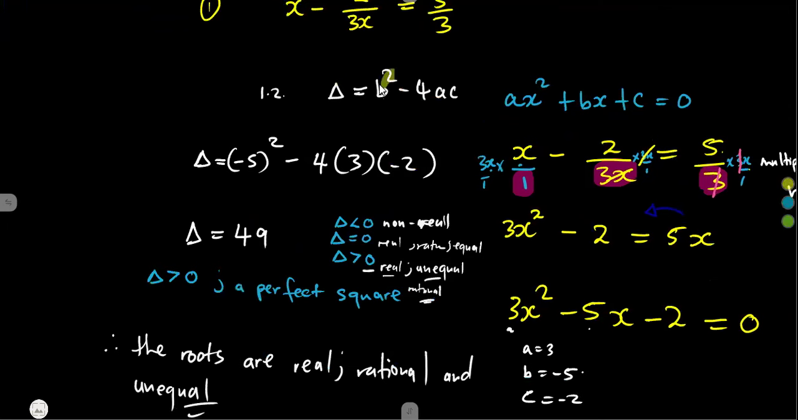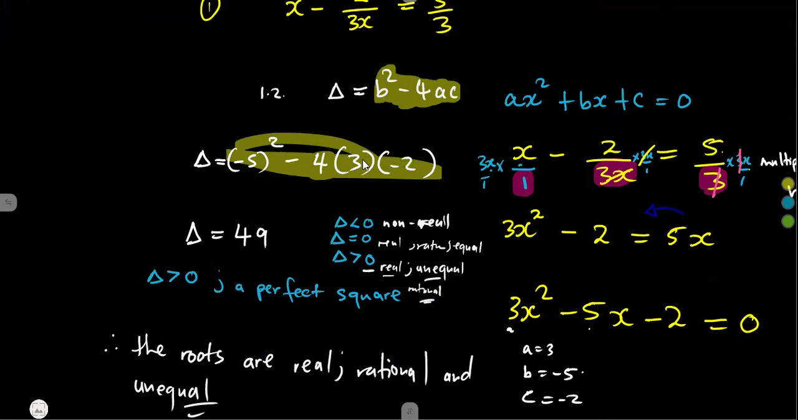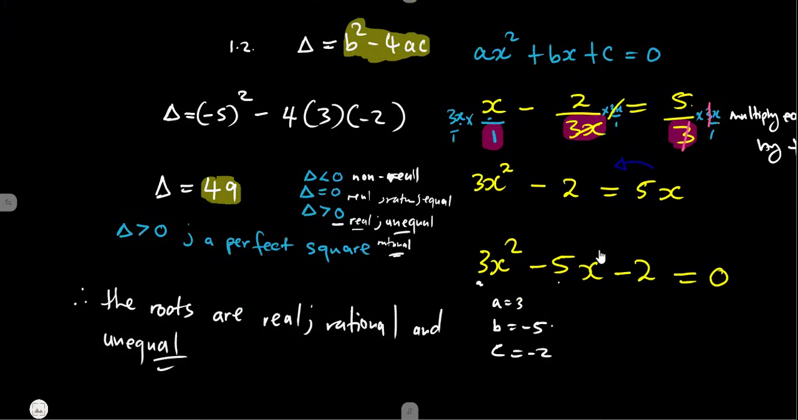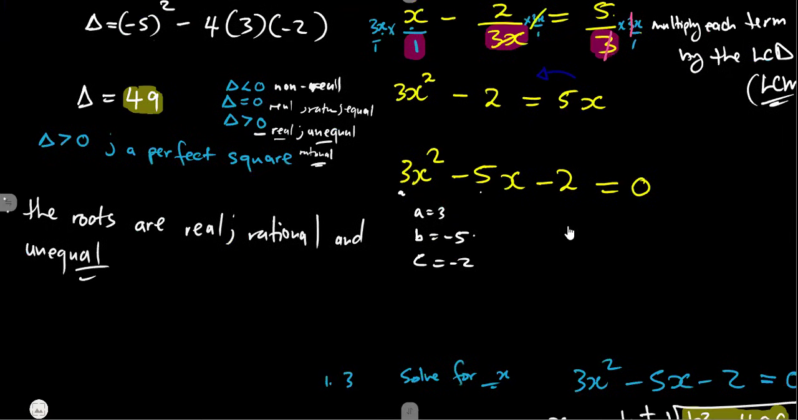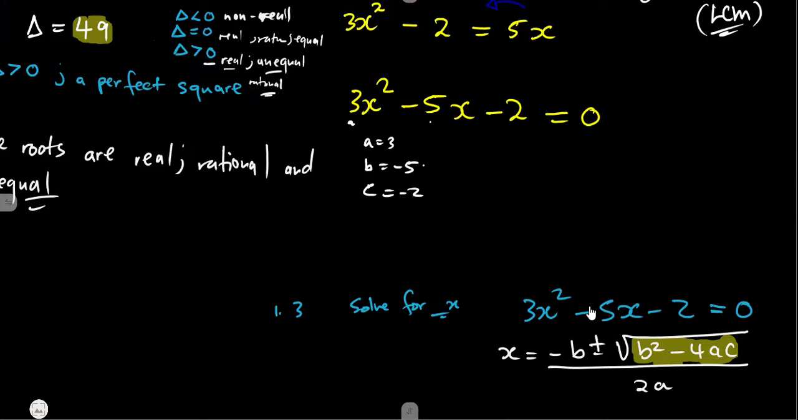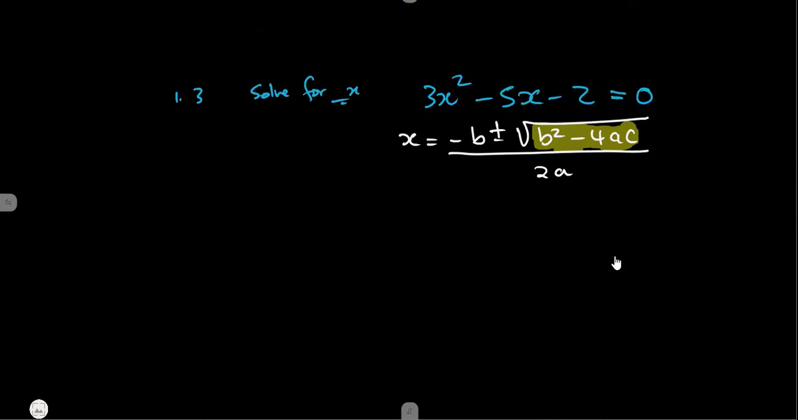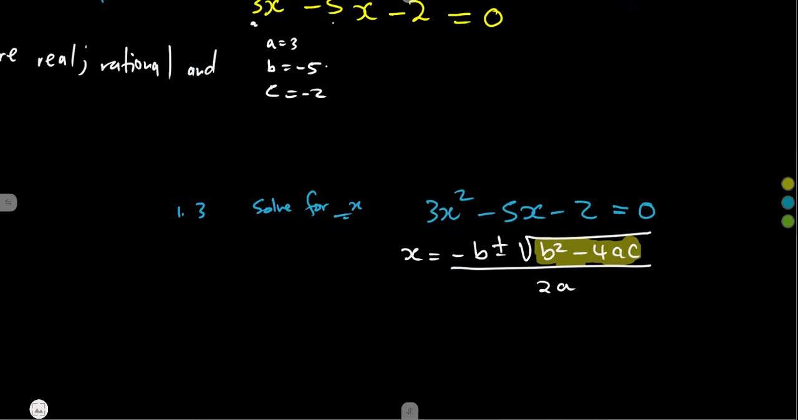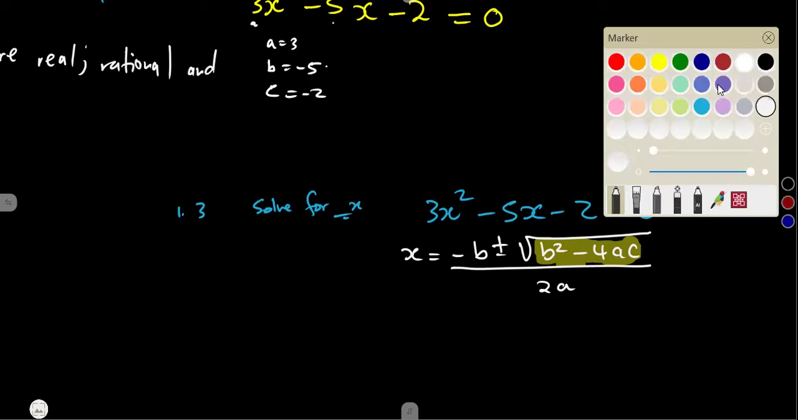We have already calculated the b squared minus 4ac here, where we got 49. It is up to you guys. If you do not understand, just use your quadratic formula as usual and substitute those values. But we have already calculated that delta, which is 49. So when substituting, understand that as well.